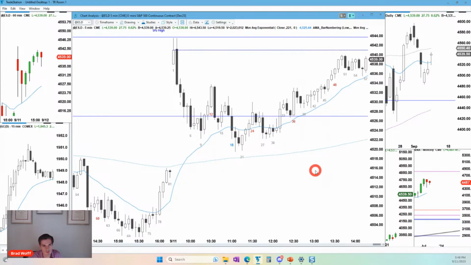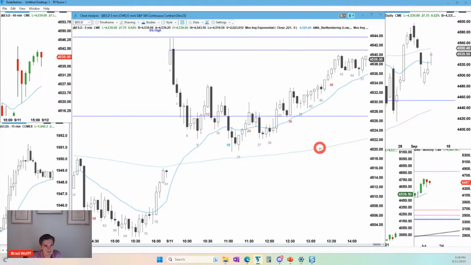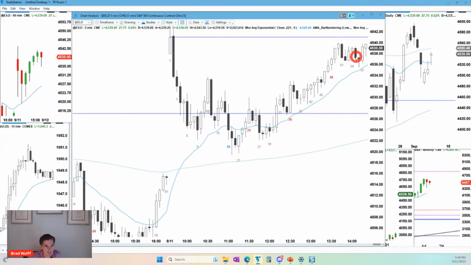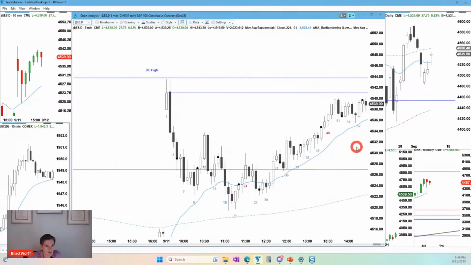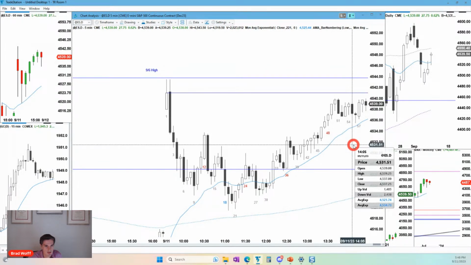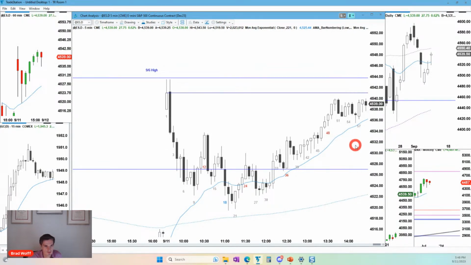57, strong bull bar, but testing the high close of 50. So this might be more of a sell zone than a buy zone. 58, follow through. But what do you notice about 58? I just kind of gave the answer away. You have a bull bar by scrolling to the right.